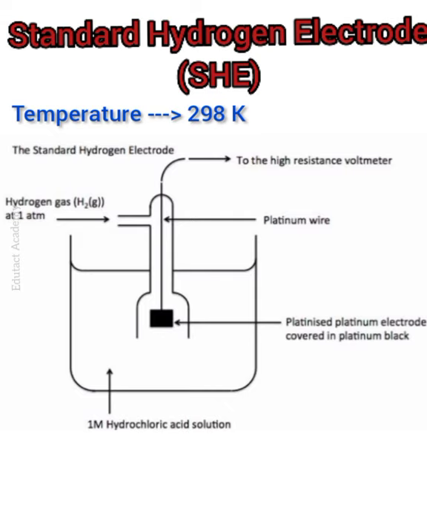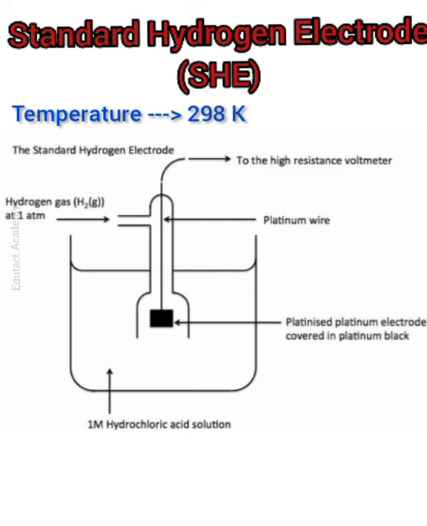This electrode is dipped in an acidic solution of 1 molar concentration. Then pure hydrogen gas is bubbled through it. Then the concentration of both the reduced and oxidized form of hydrogen is maintained at unity. This is the important thing.